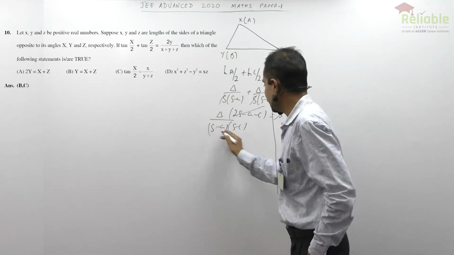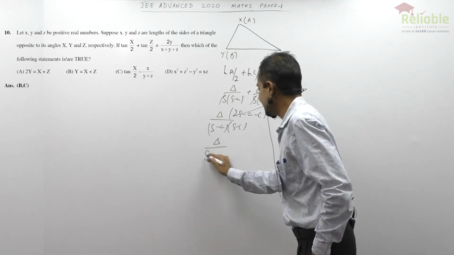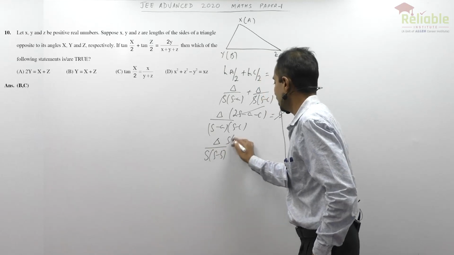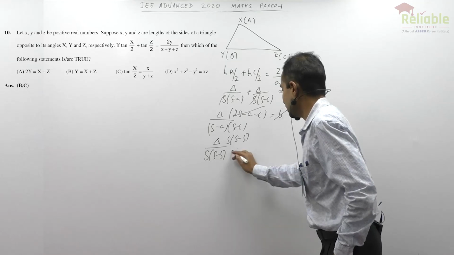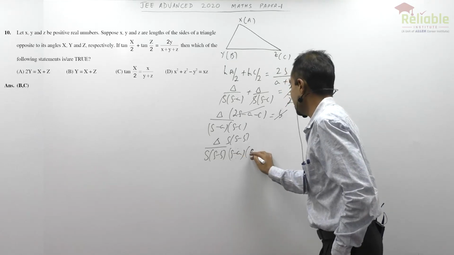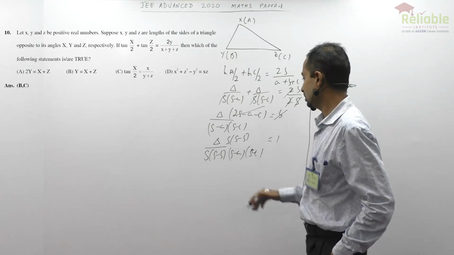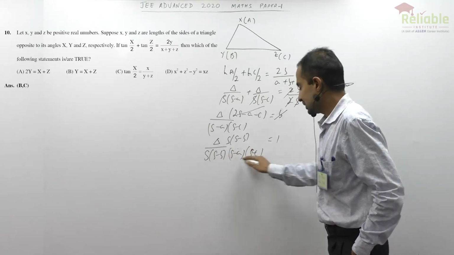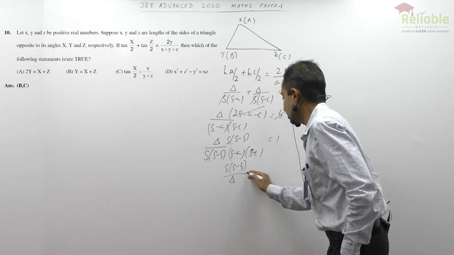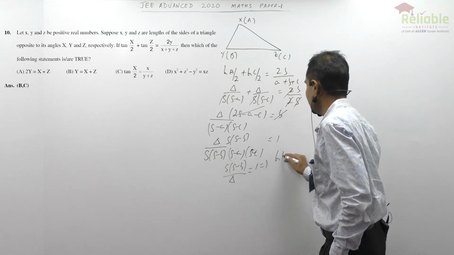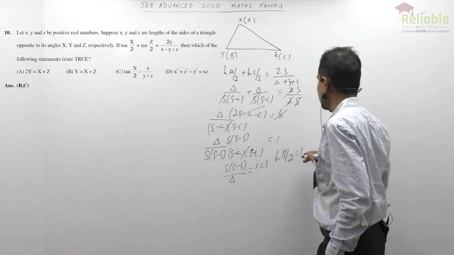Rather, let me multiply S into S minus B up and down. So I am going to get S minus A, S minus C. This is equal to 1. This gets cancelled off. This is delta square. So S into S minus B upon delta is 1. That is tan B by 2 is 1.